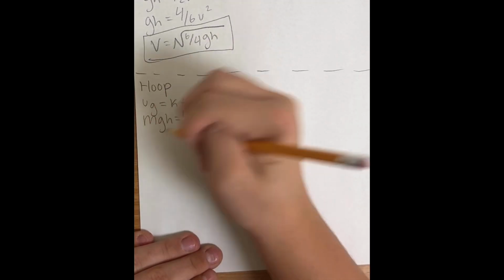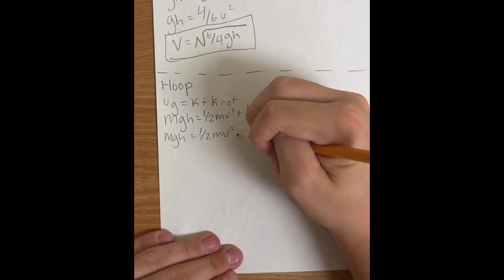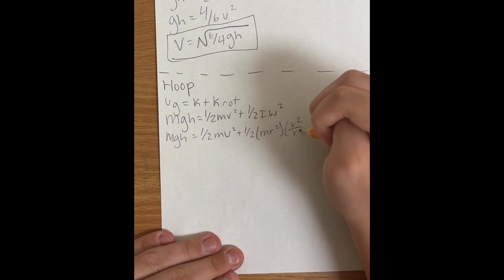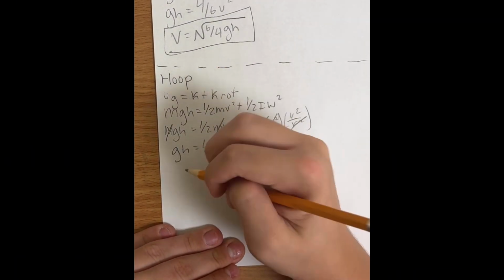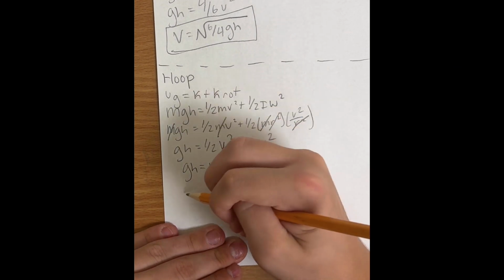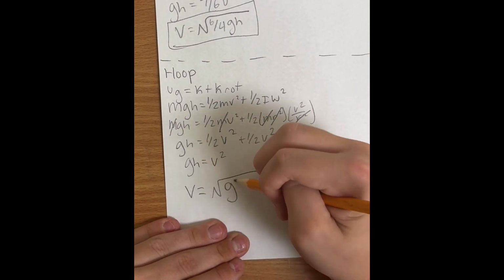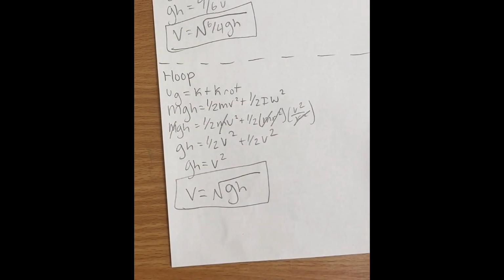This is the exact same as last time, but now our I formula is just mr squared. This ends up giving us gh equals 1/2 v squared plus 1/2 v squared, or gh equals v squared. Finally, giving us v equals the square root of gh.